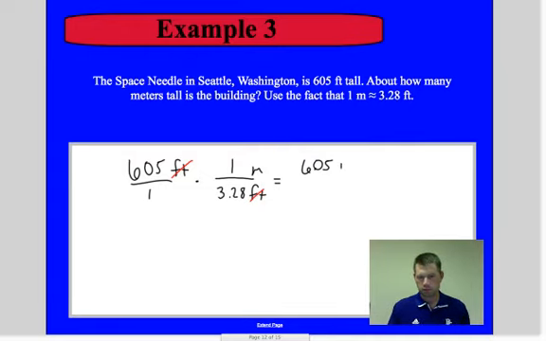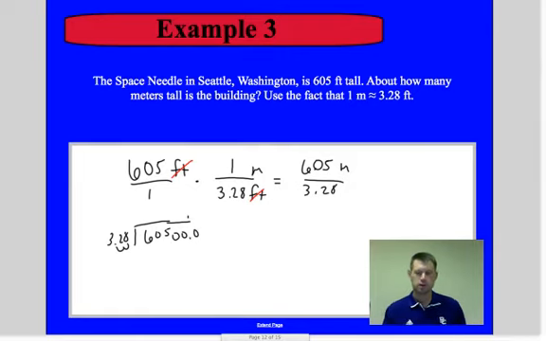We get 605 meters over 3.28. Now when we divide this, we're going to have to take 605 and see how many times we can put 3.28 into it. Now we have to move this decimal, which means that we have to add a couple zeros here because we have to move this decimal as well, which puts it there. Okay, through long division what we get is that we can go into 605 once, and then we'll go 8 and then 4, and it'll be 0.45.